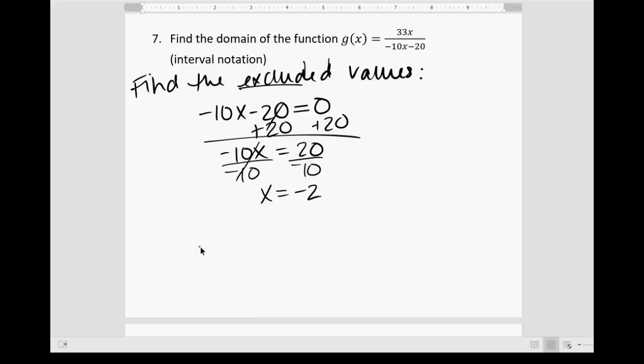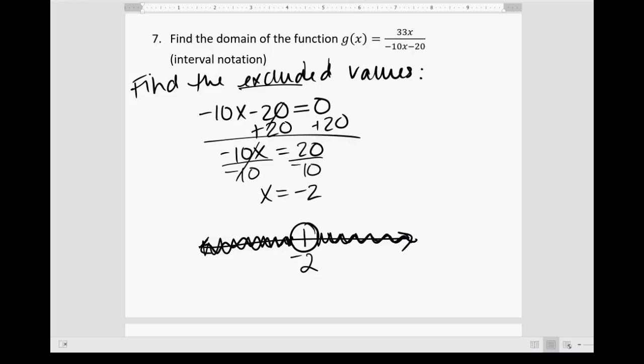So let's look at what that would look like on a graph, on a number line. I've only got one excluded value, so I'm going to put that right here in the middle. If I wanted to say the domain is all real numbers, that's basically like shading the entire number line. But we have an excluded value. We do not want to include negative 2. So it's everything except negative 2.